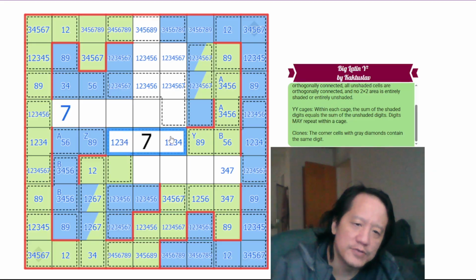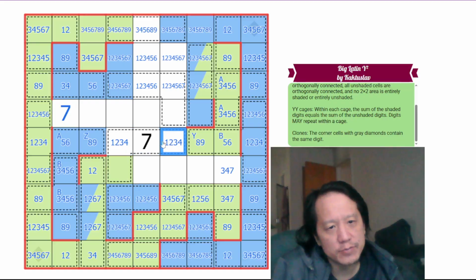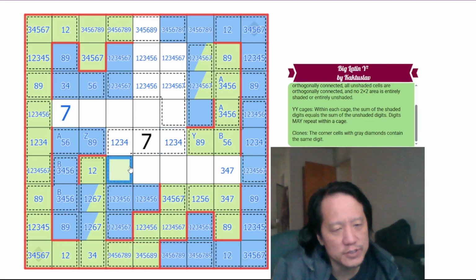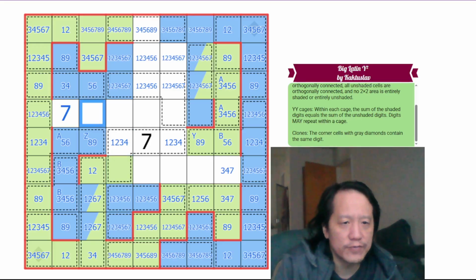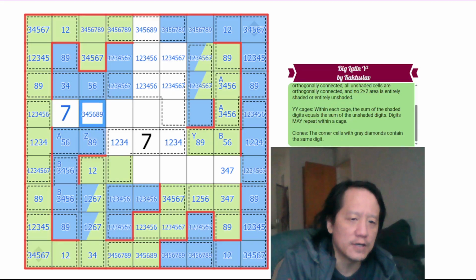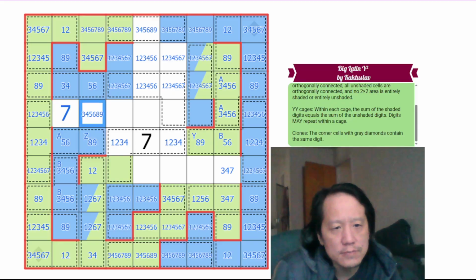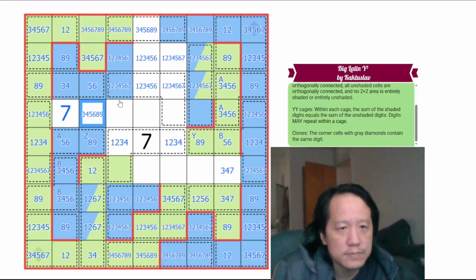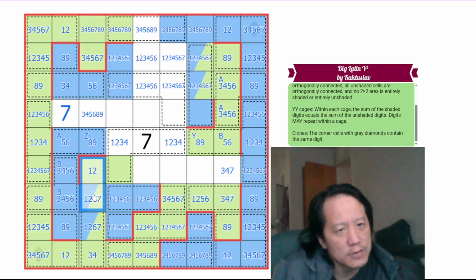We need to have some swap here. It cannot be 3 blues. We know that for certain because you can't have 3 digits 7, 1, and 2 adding up to a single digit here. This can't be 1 or 2. We have 3, 4, 5, 6, 8, or 9. Oh, that's interesting.